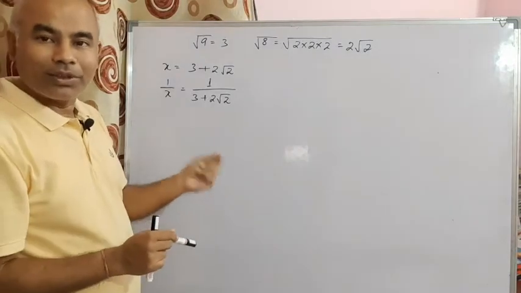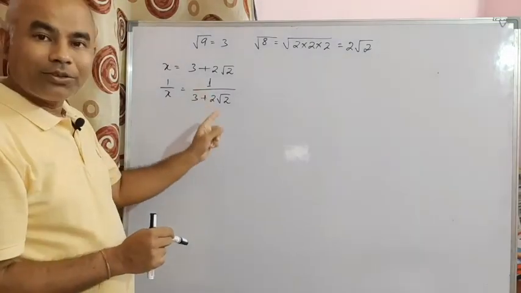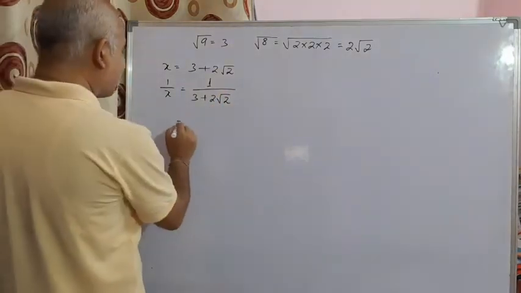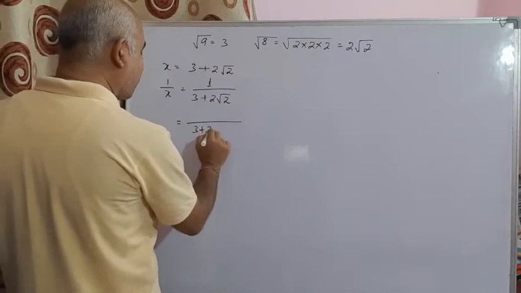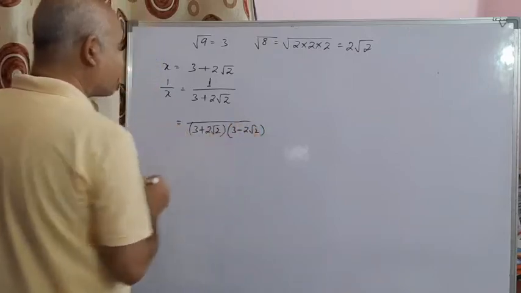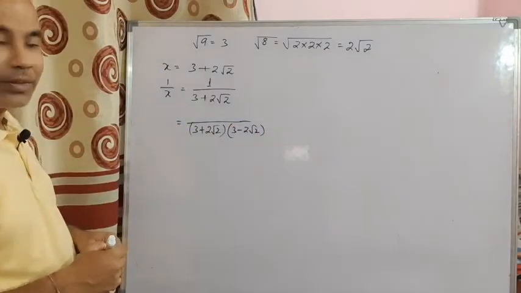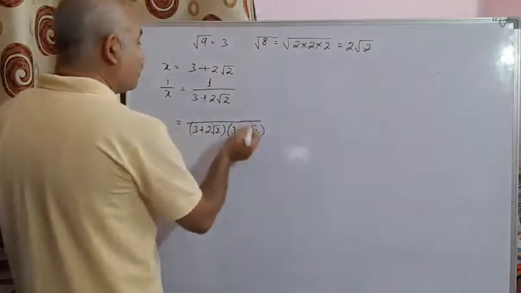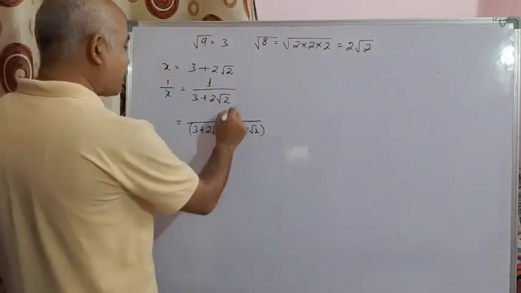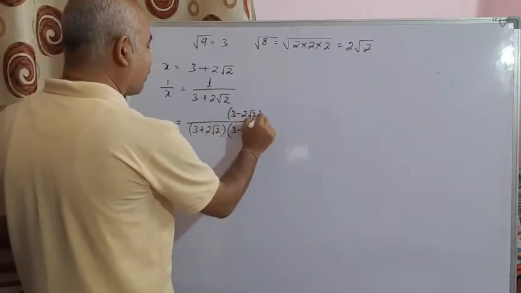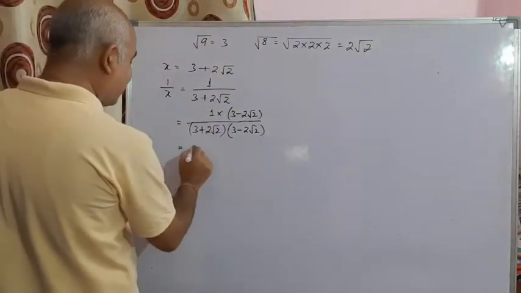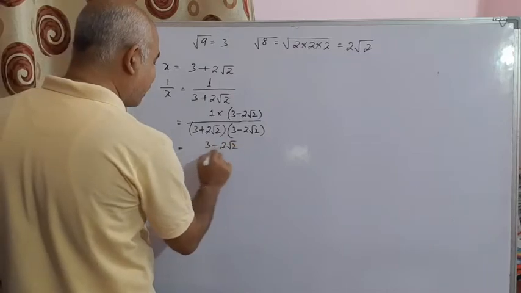So how can I do this? For that, I need to multiply by its rationalizing factor. So what is the rationalizing factor of 3 plus 2 root over 2? All of you know, it is 3 minus 2 root over 2. So I multiply the denominator by 3 minus 2 root over 2 to convert it to a rational number. Whichever factor you have multiplied in the denominator, you need to multiply with the numerator. So as a result, the numerator is 3 minus 2 root 2.